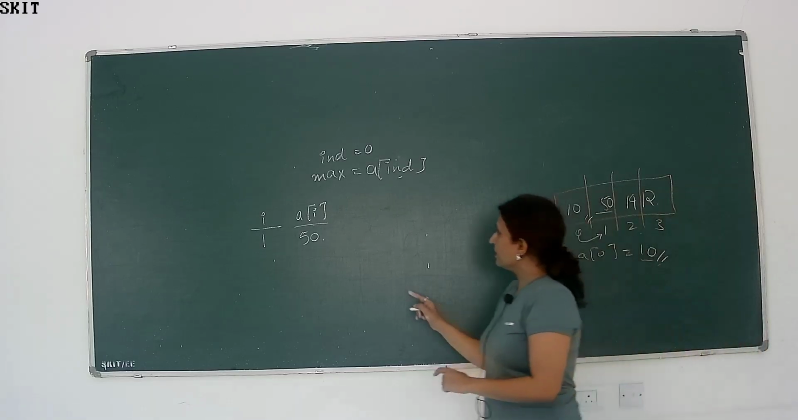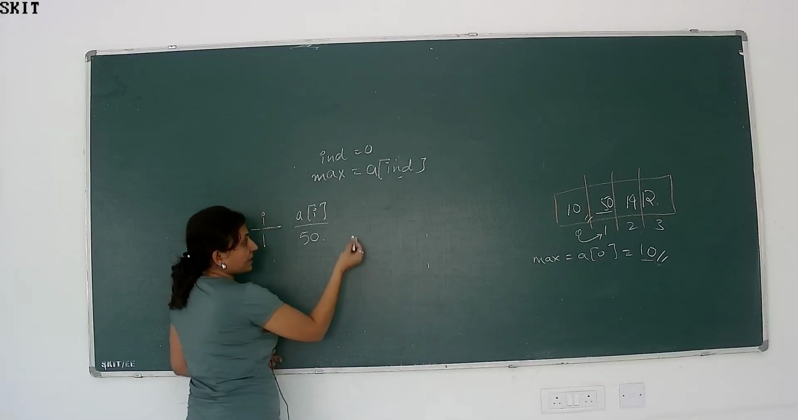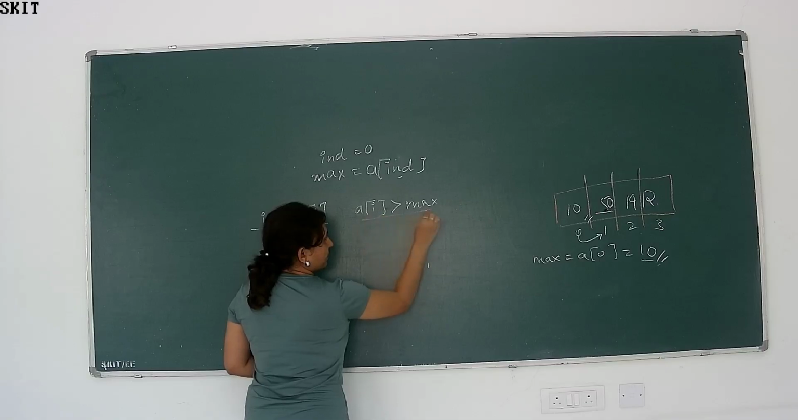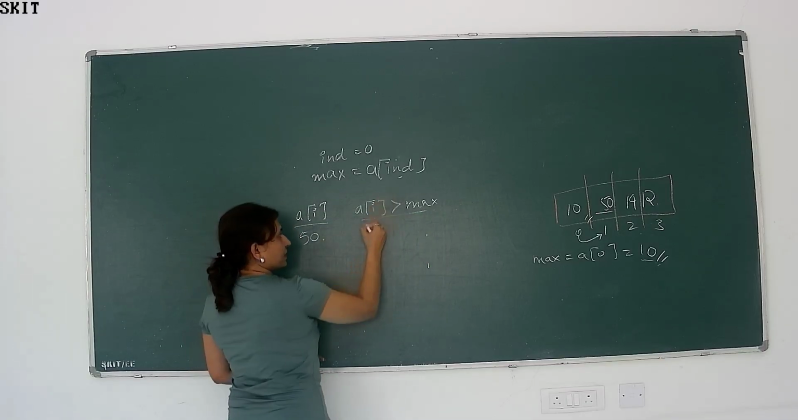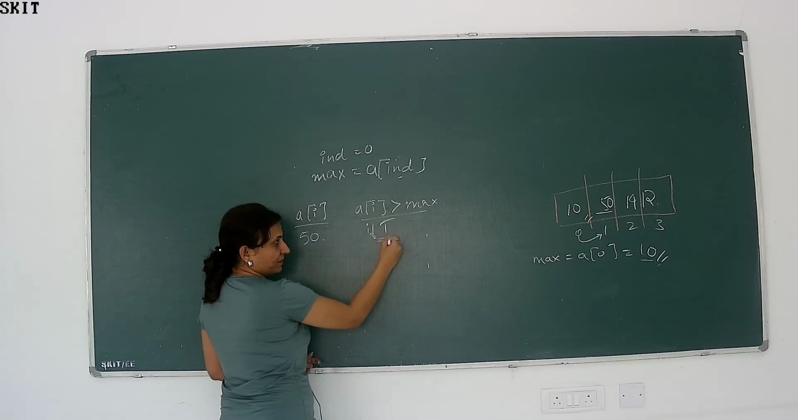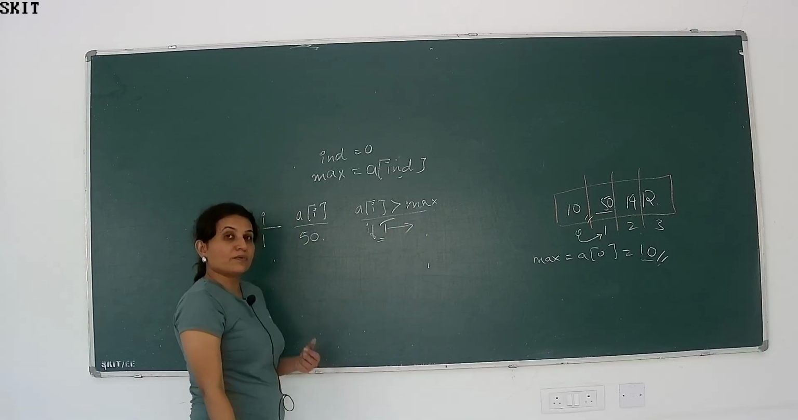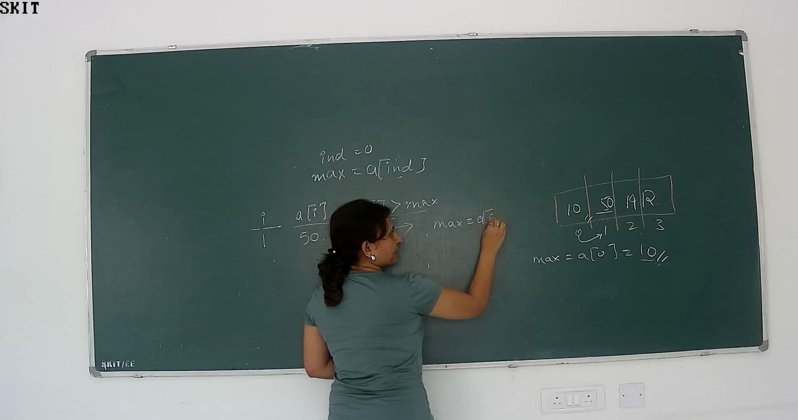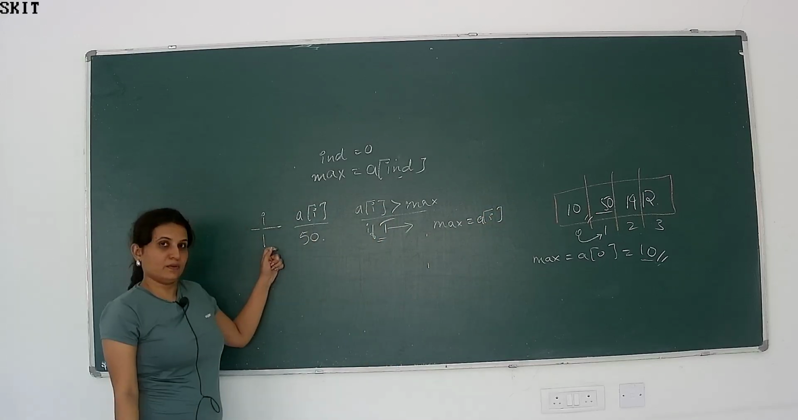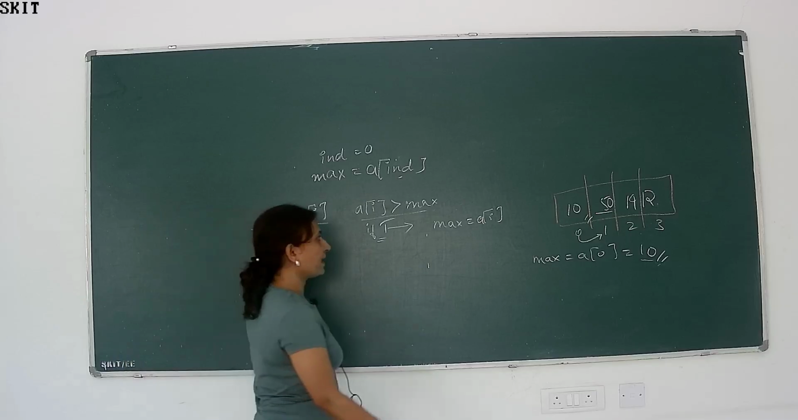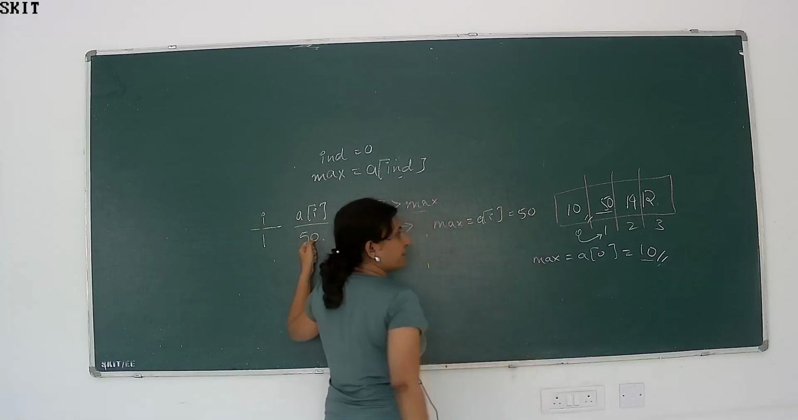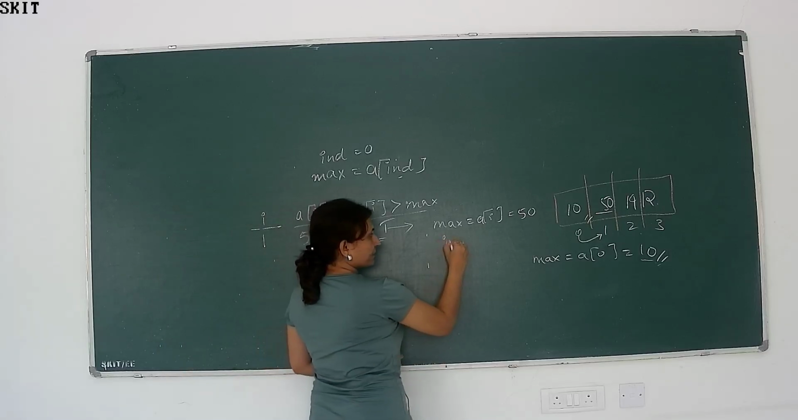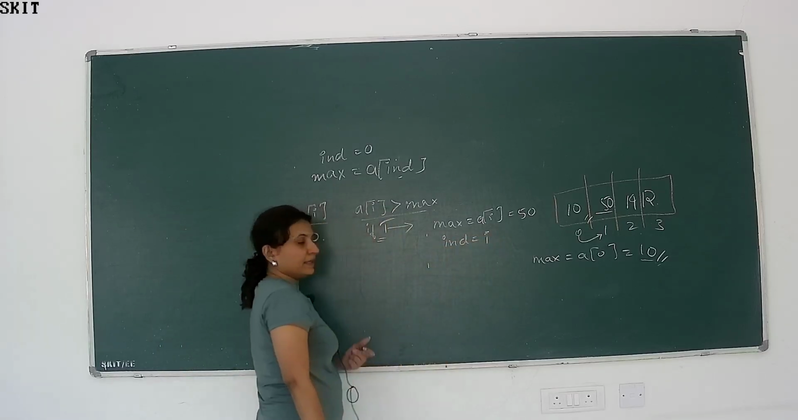So what I am going to do here, I am going to check a condition. What is the condition? If a of I is greater than the max value, is this true? If it is true, which is true right now, we are going to update max with a of I. What is I value? 1. What is a of I? 50. So max will become 50. If you also need the index at which this occurs, I will take index will be equal to I.